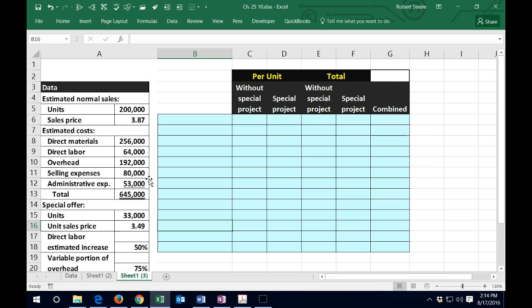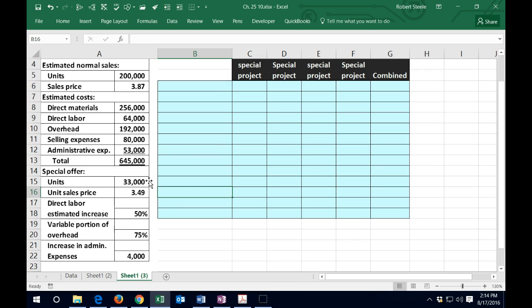And then the special offer says that we're going to have 33,000 units at $349, which is the special price, lower than the normal price. And we're going to say that the direct labor per unit will increase 50%. The reason for that is we're going to assume that we're going to have to use some overtime. So we're not at capacity. We could produce more, but we're going to need some overtime hours, time and a half. It's going to increase that rate by 50%.